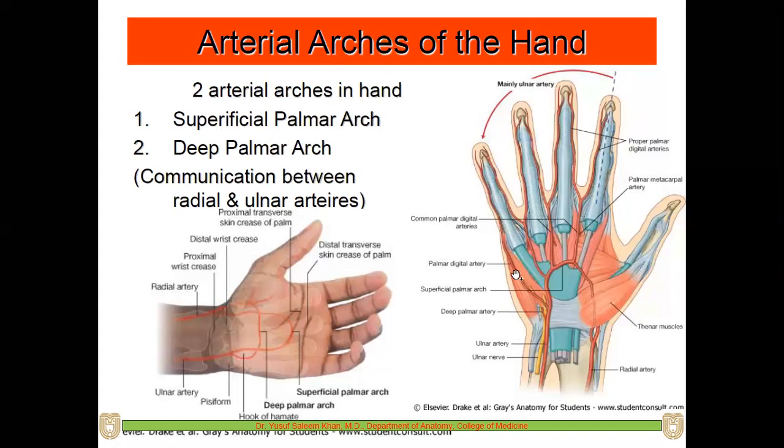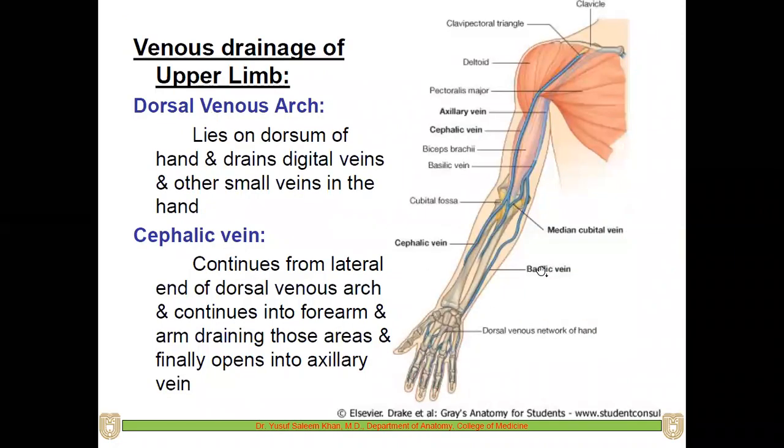So this in turn will be giving many branches. If you can see here, these are the palmar digital branches. Then we have the proper digital branches and all those things, which will be supplying all the hand. We'll not go into details, but at least you should remember the superficial as well as deep palmar arch.